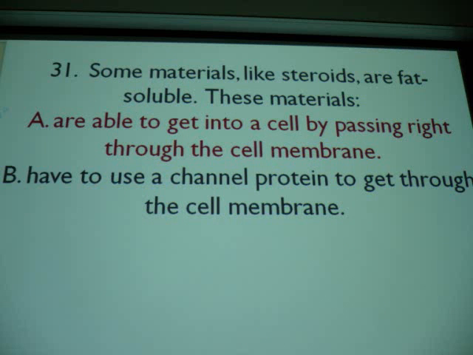Steroids are fat soluble. They like the fat. So what's true for them? They can go on through. They don't need that door. Like a ghost, they go through the wall.